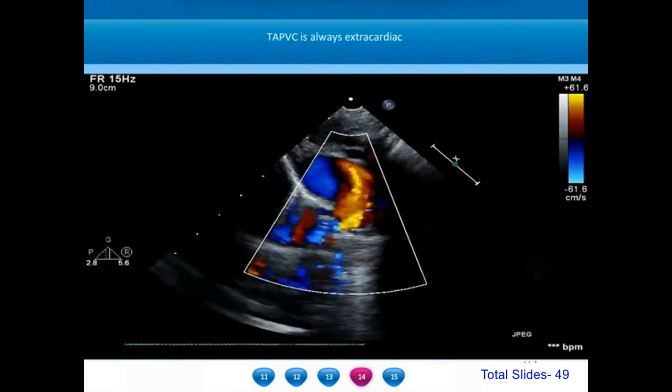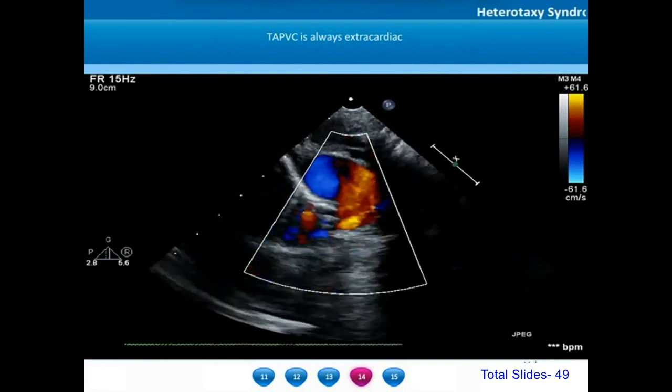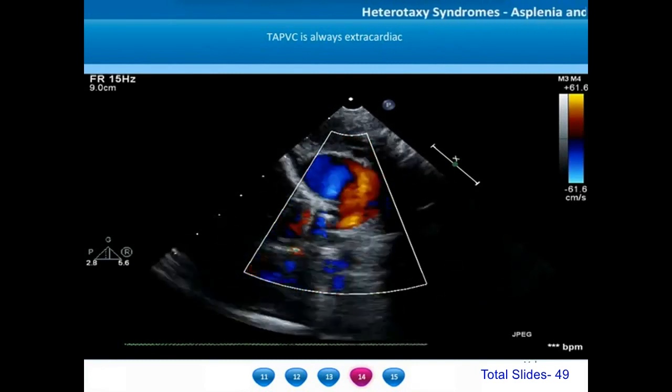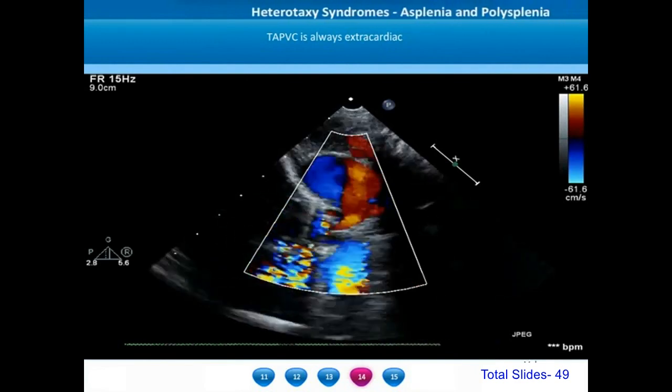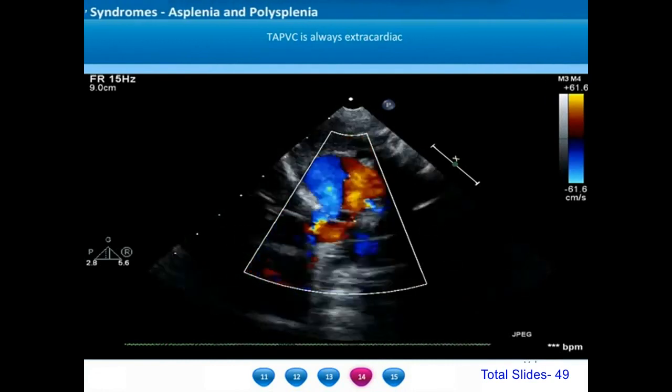We have to understand that asplenics will always have either a supracardiac or infracardiac TAPVC, and the TAPVC is never within the heart, intracardiac.